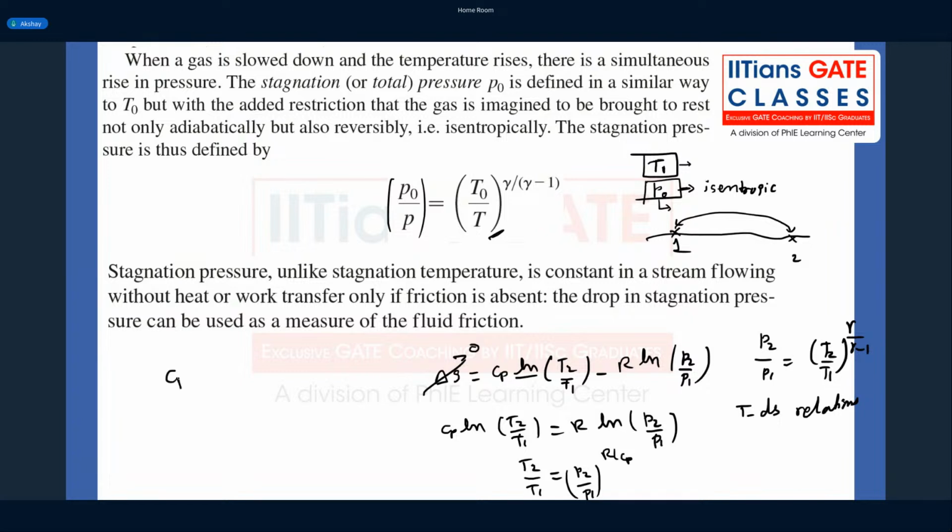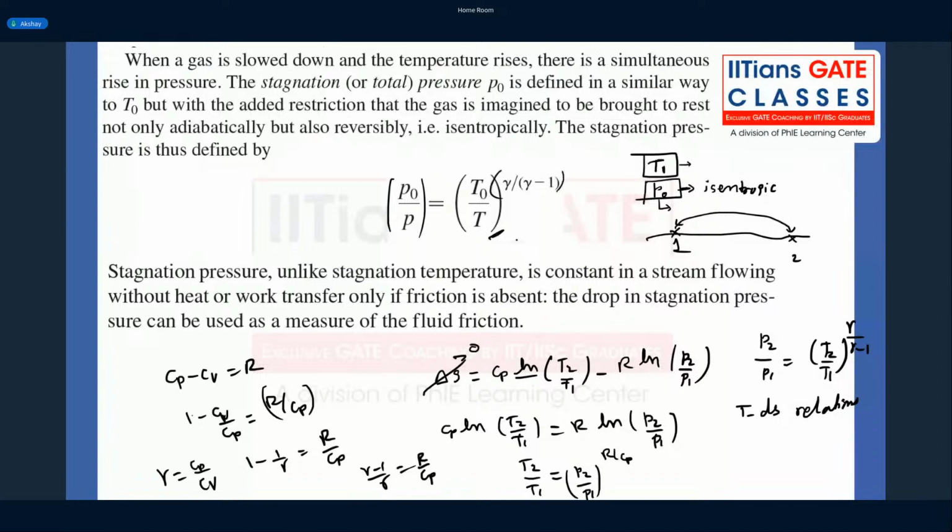So you know Cp minus Cv is equal to R, or you can write 1 minus Cv by Cp is equal to R by Cp. So what is R by Cp? We know gamma is nothing but Cp by Cv. So you can always write 1 minus 1 over gamma is equal to R by Cp, or it becomes gamma minus 1 by gamma is equal to R by Cp, right? So that's what you have here. This gamma by gamma minus 1 factor comes from this particular relation. For all gases, calorically perfect or real gases, whatever, this relation always holds good.